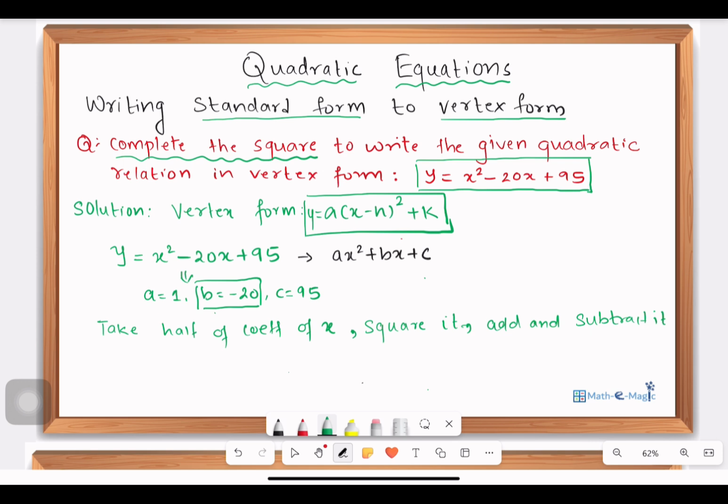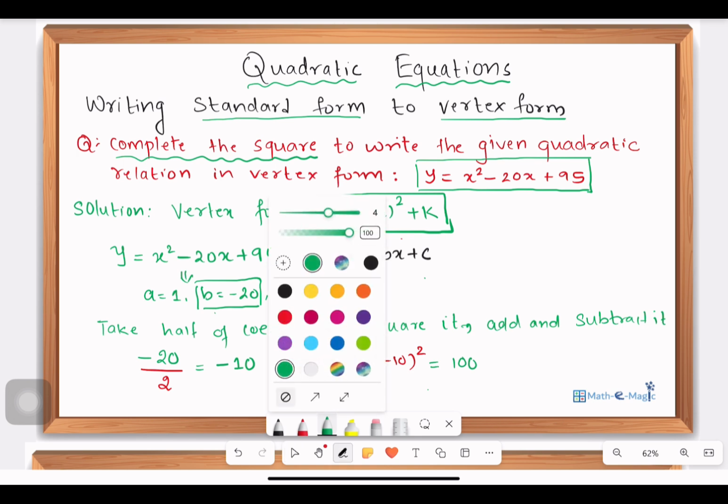So let's take half of the coefficient. Our coefficient of x here is negative 20. We are going to take half of it, which will be equal to negative 10. Then what's the next step? Square it. So negative 10 square will be equal to 100. And then this 100, we have to add and subtract in our original equation.